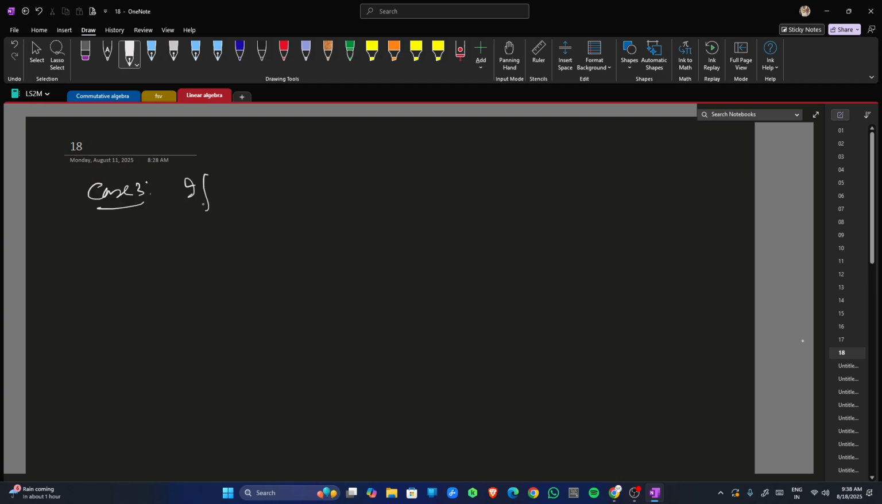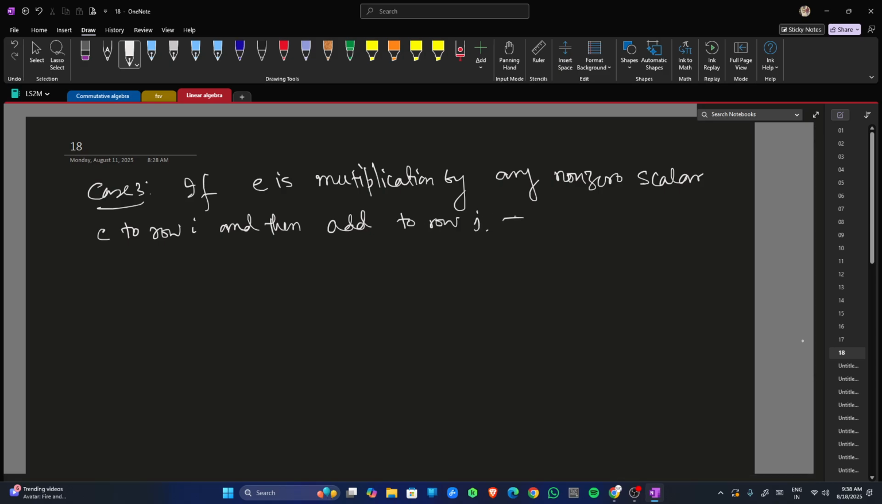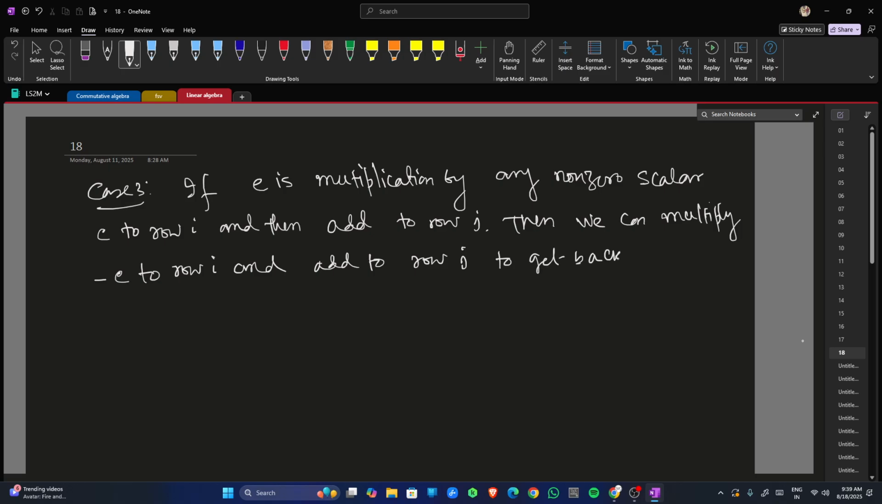Case 3. If E is multiplication by any non-zero scalar C to row i and then add to row j, then we can multiply minus C to row i and add to row j to get back A. This completes the proof.